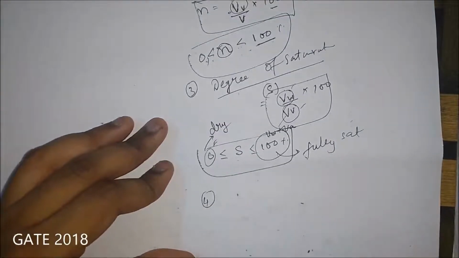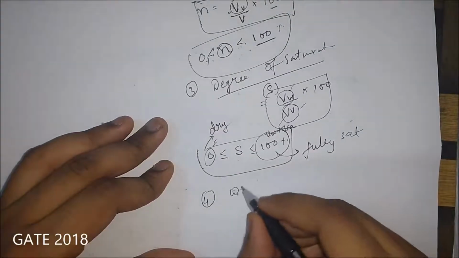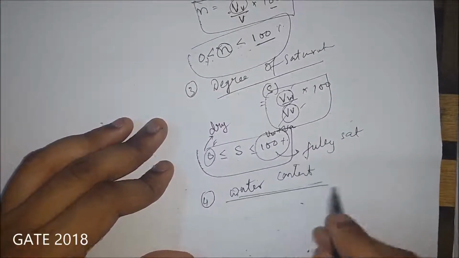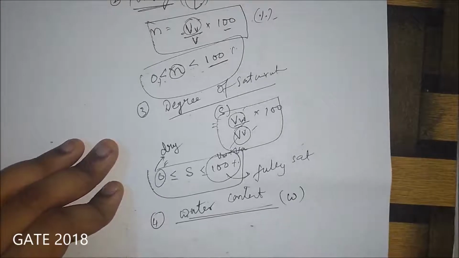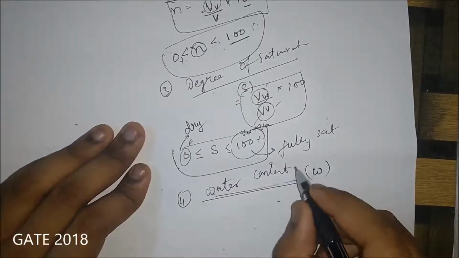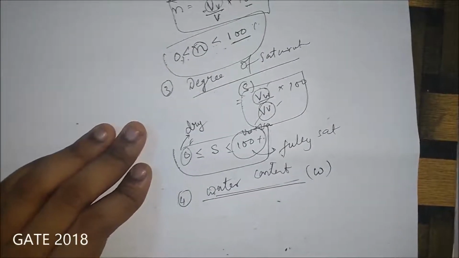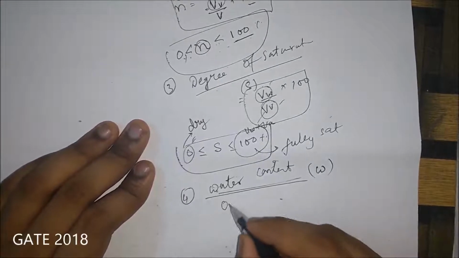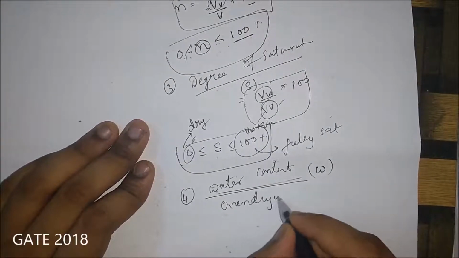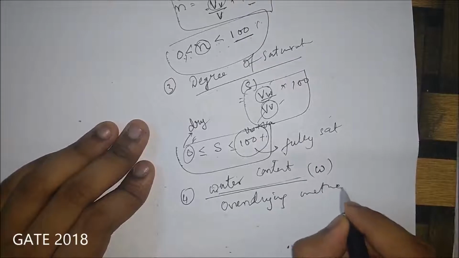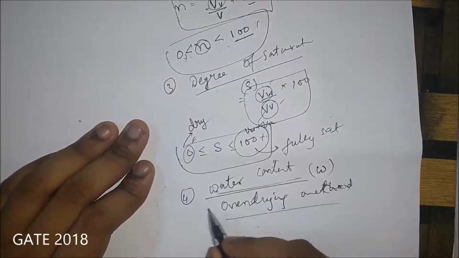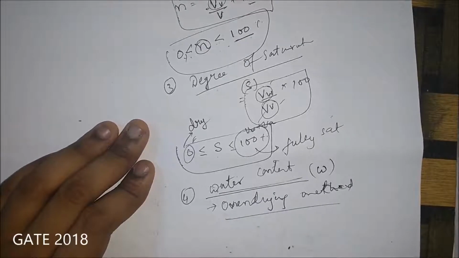The last one is water content, represented by small w. Now we know there are a lot of methods of calculating water content, but the most general method used, which you might have done in your engineering, is oven drying method. We just have to learn only this method. Don't go searching for the other methods. There are 6 methods total.